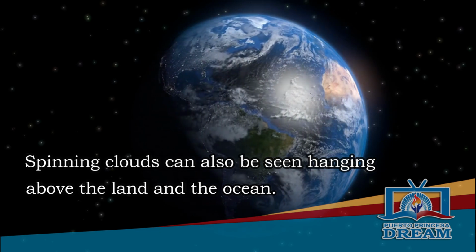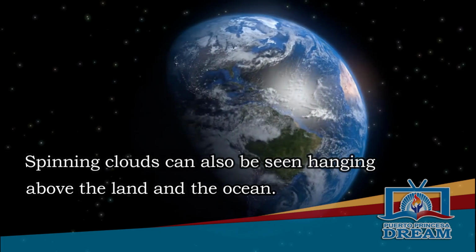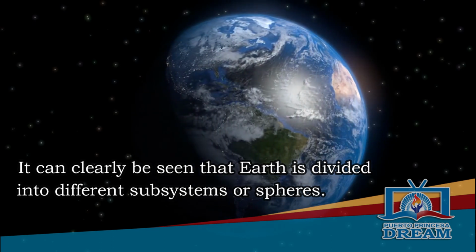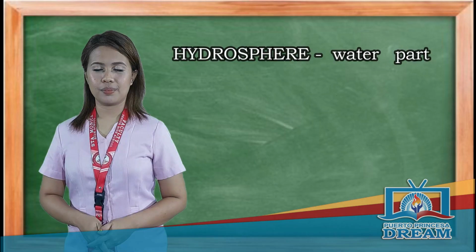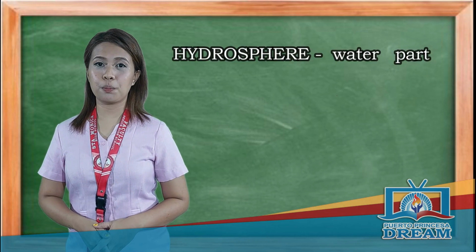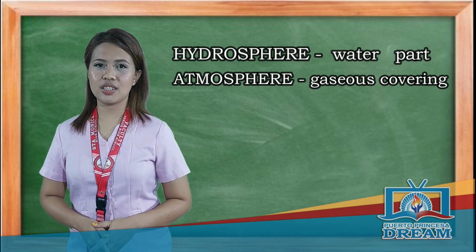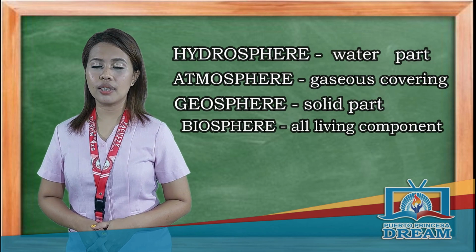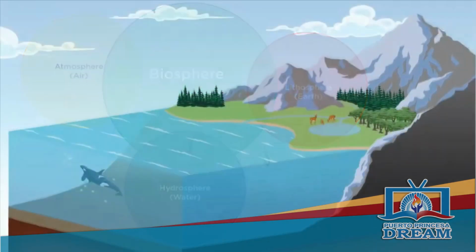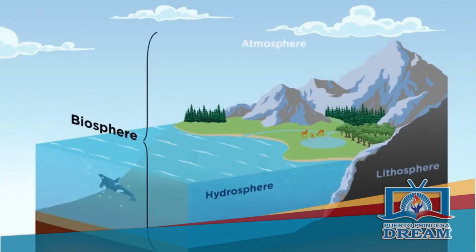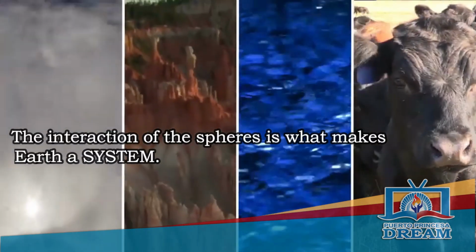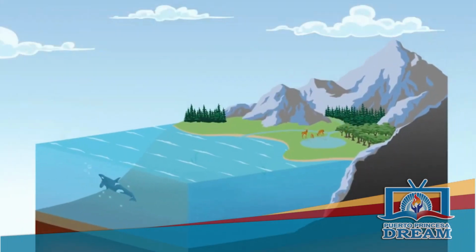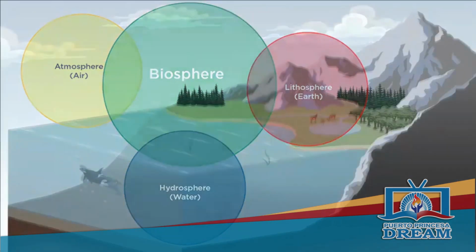Spinning clouds can also be seen hanging above the land and the oceans. With this, it can clearly be seen that the Earth is divided into different subsystems or spheres. The hydrosphere, the water part; the atmosphere, the gaseous covering; the geosphere, the solid part; and the biosphere, the living component of the Earth. These subsystems work together, making Earth sustain life. The interaction of the spheres is what makes Earth a system, where one sphere cannot act independently from the others.